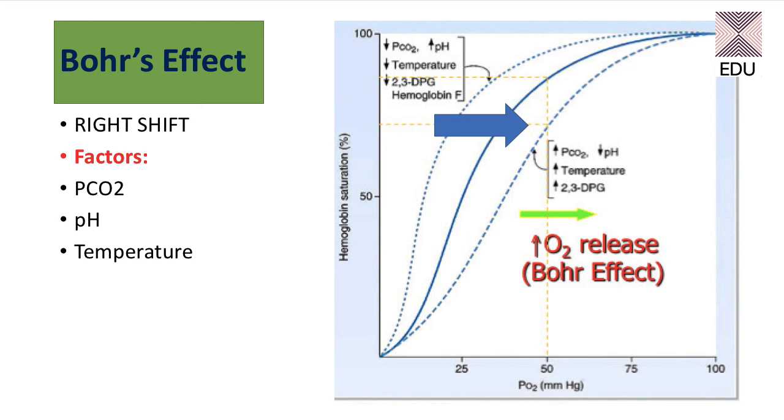This curve is for humans. This particular effect is called the Bohr's effect. The right shift of the curve by increasing the PCO2, or lowered pH, or higher temperatures is called the Bohr's effect. So what is the significance of this Bohr's effect?